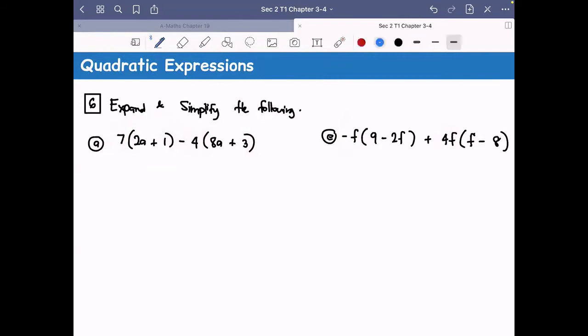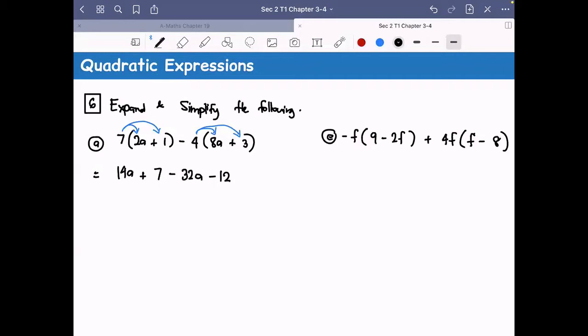So first things first, this is equal to, 7 times 2a, 7 times 1, and then times that. So this gives 14a plus 7 minus 32a minus 12. Do you guys have any questions? None? All right, let's proceed.